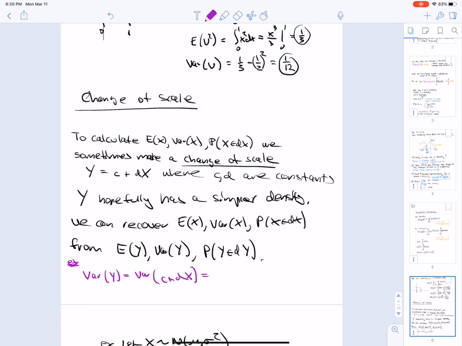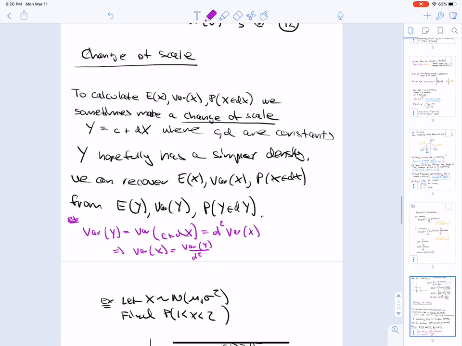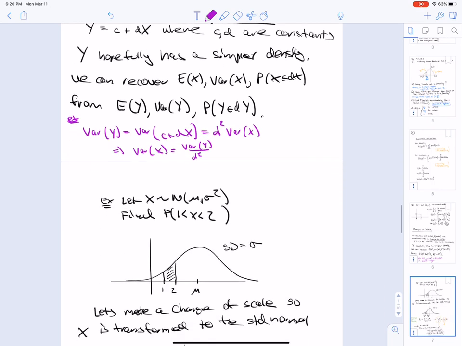So the c just dies, and the d pulls out as a square, so we get the variance of x. So that means that the variance of x is the variance of y over d squared. Okay, and so you can similarly get expectation, and we'll look at some more examples here.